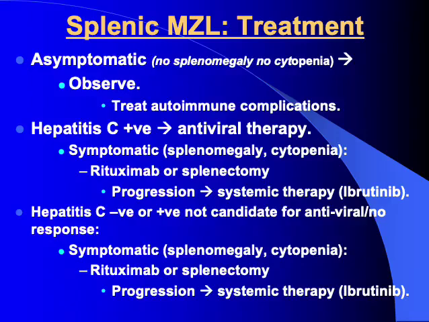Hepatitis C negative or patients not candidate for antiviral therapy, or those who received antiviral therapy for hepatitis C but no response, those we treat with rituximab or splenectomy if they are symptomatic. For progressive disease, we use again systemic therapy ibrutinib, oral non-chemotherapy agent.